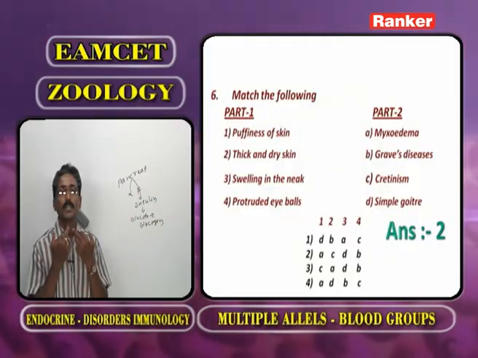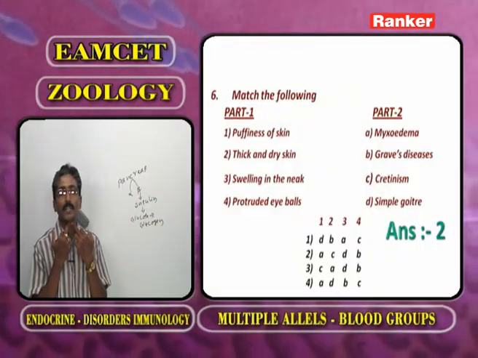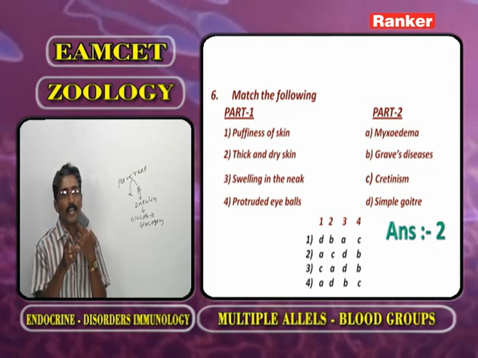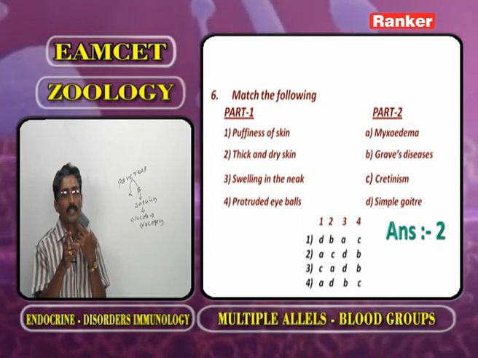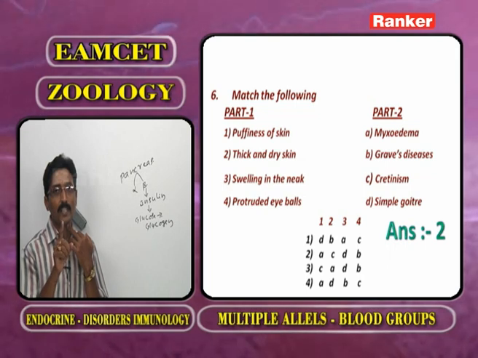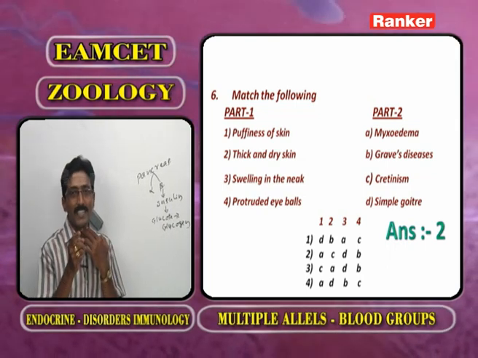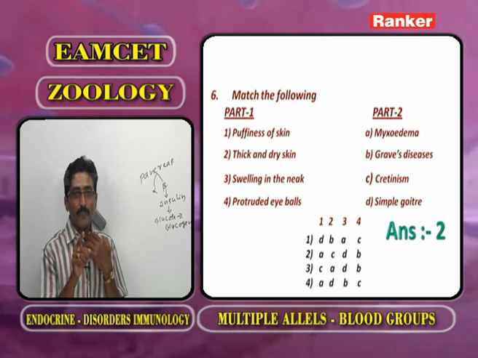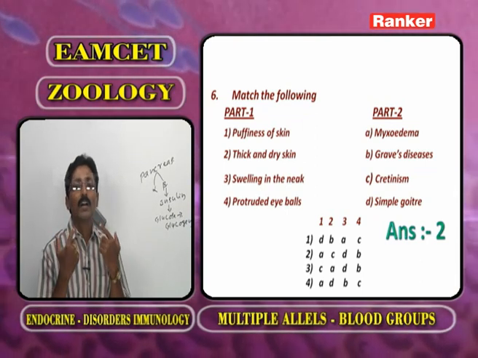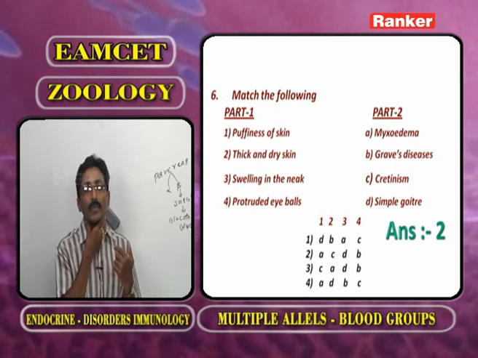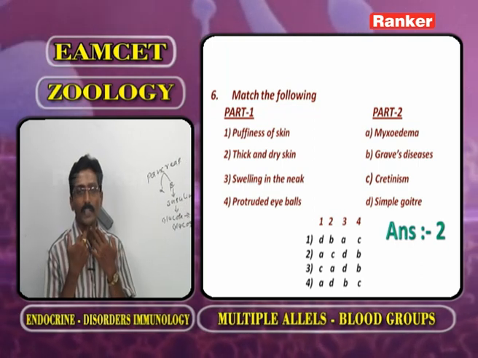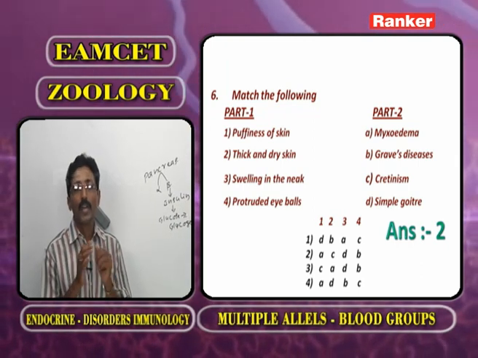Swelling in the neck. Now in the neck region, the thyroid gland is present. In our diet, every day along with the food materials, we take salt. In the salt, what is present? Iodine is present. In the diet, if iodine is absent, the thyroid gland enlarges in size. That we call simple goiter. Now here, swelling in the neck is simple goiter.